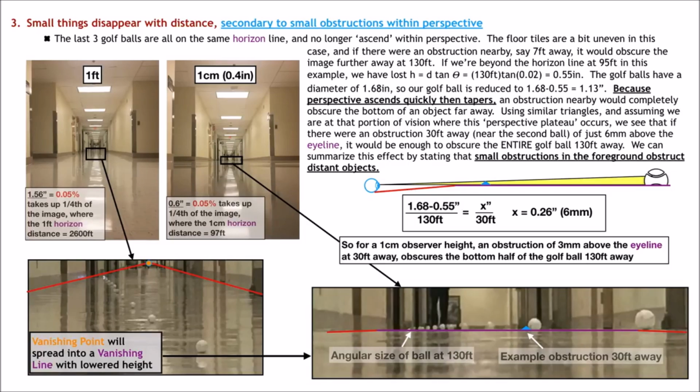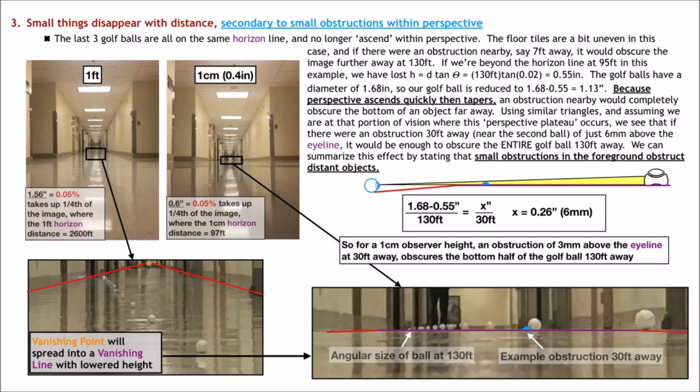So because perspective ascends quickly and then tapers, an obstruction nearby would completely obscure the bottom of an object far away. Using similar triangles, and assuming we are at the portion of vision where this perspective plateau occurs, again typically beyond 20 feet or so, we see that if there were an obstruction 30 feet away, near that second golf ball, or just 6 millimeters above the eye line, it would be enough to obscure the entire golf ball 130 feet away. So we can summarize this effect by stating small obstructions in the foreground obstruct distant objects.